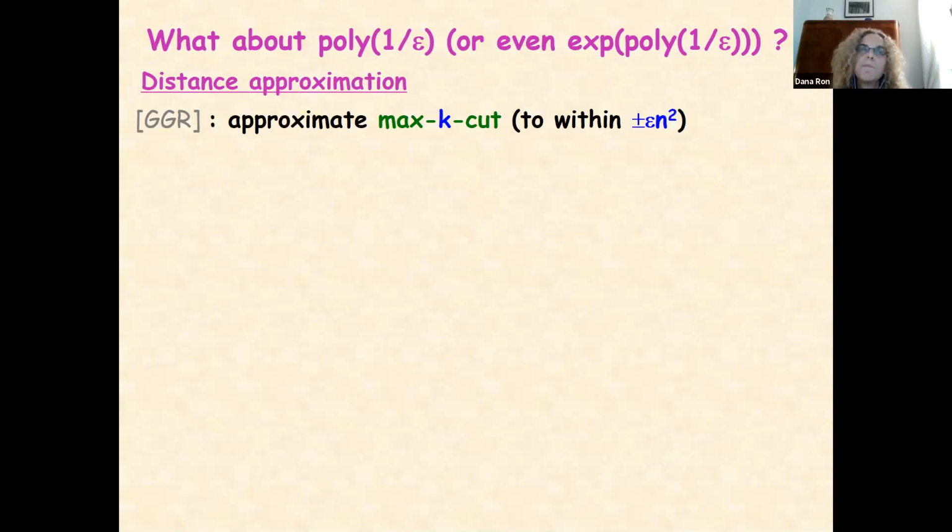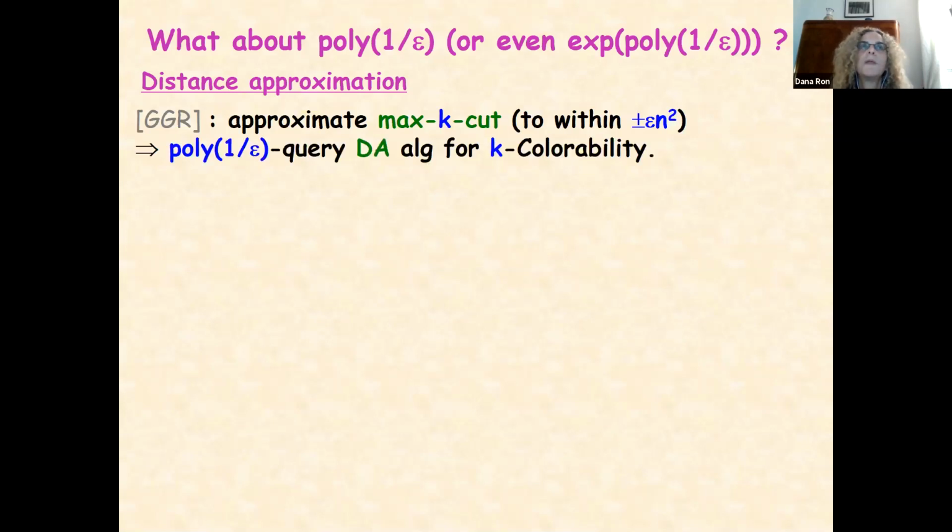And this says, in particular, maybe a little more, but in particular, remember we talked about k-colorability as one of the partition properties. So we do have a poly 1 over epsilon query distance approximation for the well-known natural property of k-colorability. So this is one positive result that we have for distance approximation.